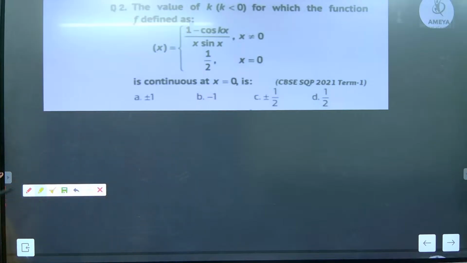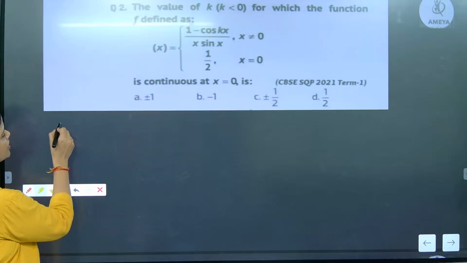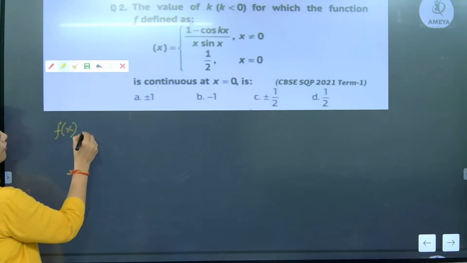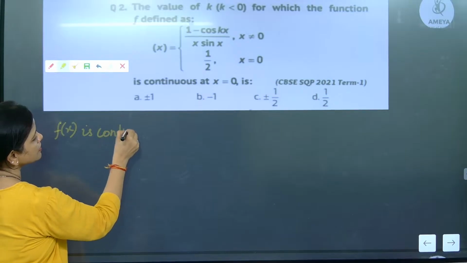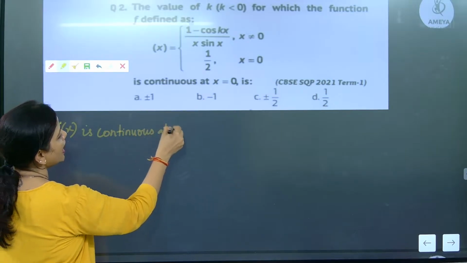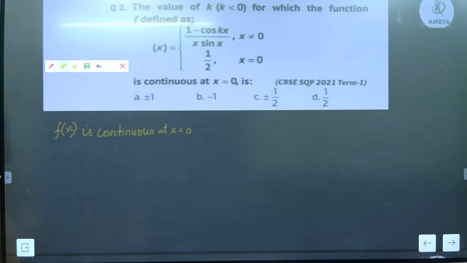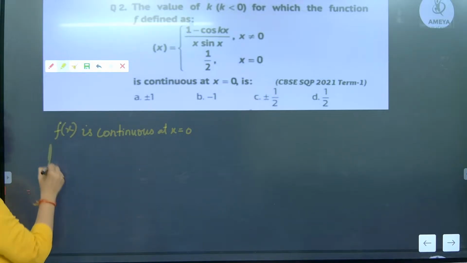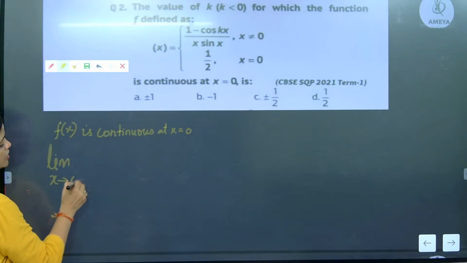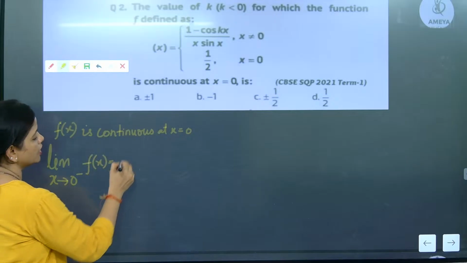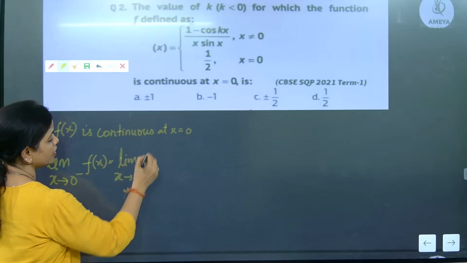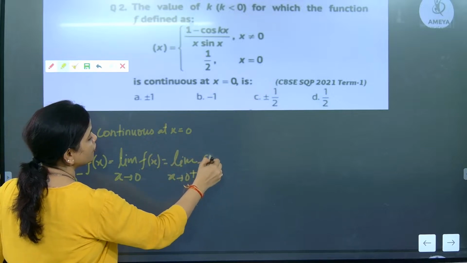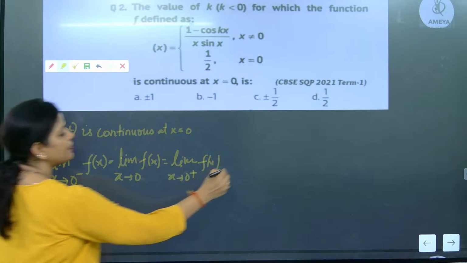Now look here. First thing is this function is continuous. So when any function f of x is continuous at x equal to 0, it means the left side, right side and center value, all three will become the same. So what we are going to write: limit x tends to 0 minus f of x is equal to limit x tends to 0 f of x is equal to limit x tends to 0 plus f of x. All three are the same, and we will keep it as equation 1.